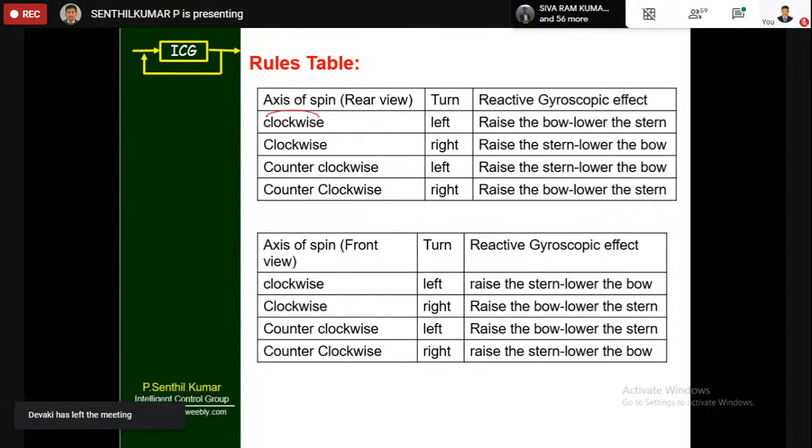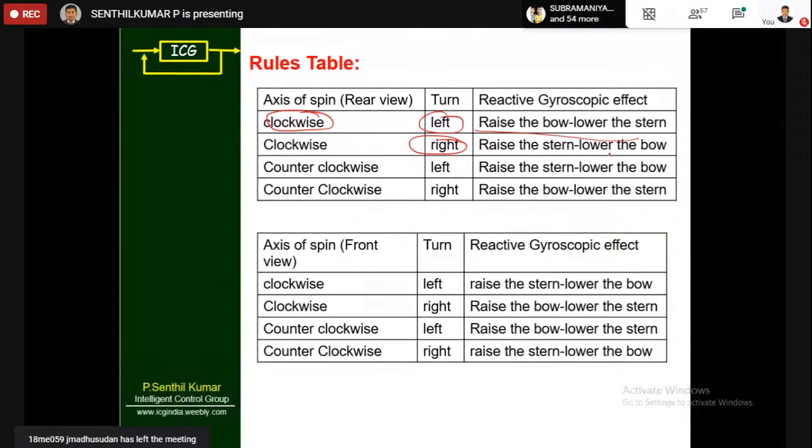They will give some condition, or they will give you the reaction and ask you the turn. Imagine a ship with a rotor rotating clockwise, and we are viewing from the rear end. It makes the stern rise and the bow lower. Now tell me, what is the direction it moves? Left, right, or straight, or some conditions, they can give multiple choice. So without this table, you can't score any marks in gyroscope. This is very, very important.